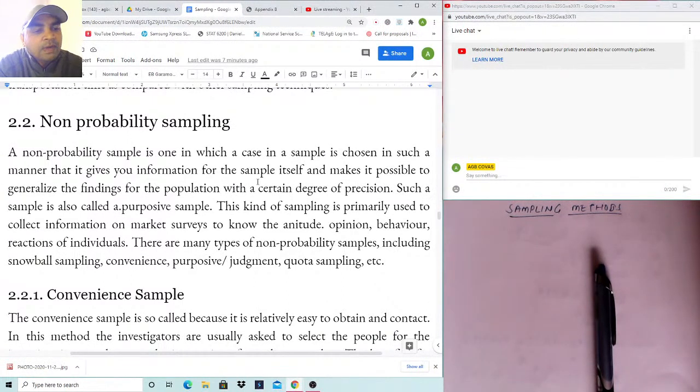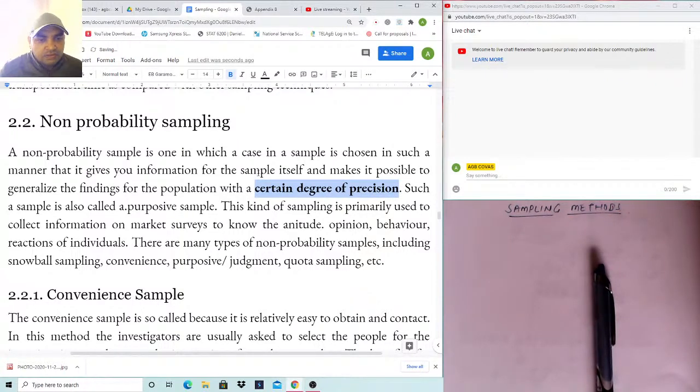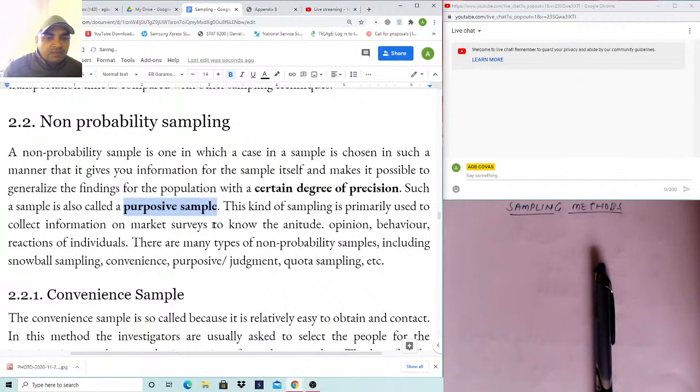A non-probability sample is one in which a case in a sample is chosen in such a manner that it gives you information for the sample itself and makes it possible to generalize the findings for the population with a certain degree of precision. Such a sample is also known as a purposive sample.